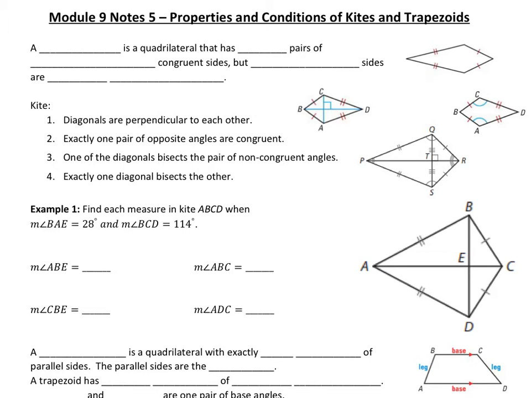In this last set of notes, we are going to talk about kites and trapezoids, and we are going to talk about the properties of each of them, plus what conditions we need to see to make sure it is that type of shape. So first off, we're going to talk about a kite.